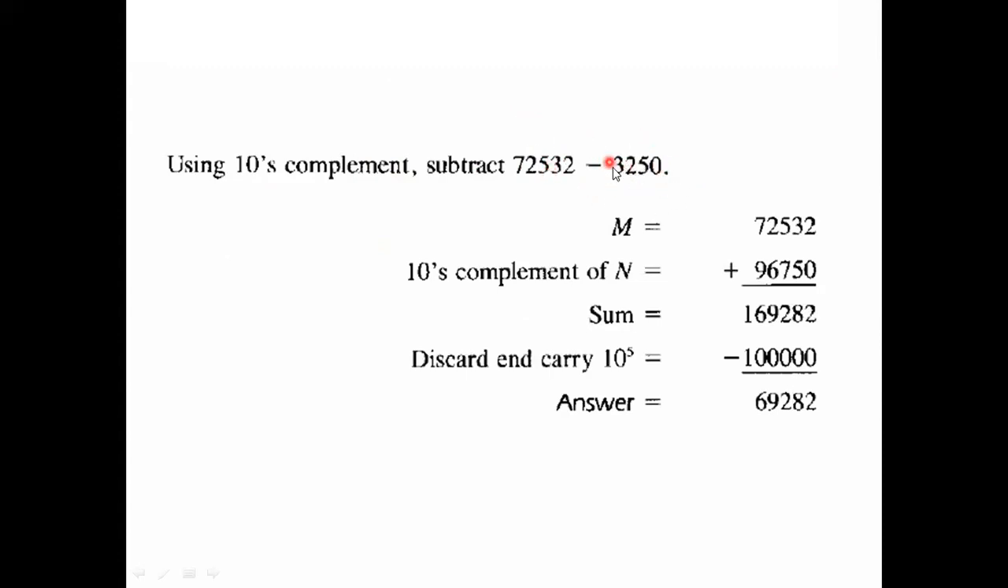Big number minus small number. The result is positive. Okay, so here, which is subtracted? 3250 is subtracted. So for this number, we are calculating the tens complement. Okay, ma. First, remember this. Here, 5 digits will be there. 72,532. 1, 2, 3, 4, 5. 5 digits are there. Here only 4 digits. 3,250 means compulsory you place 0 here. Okay, then only this becomes 5 digits.